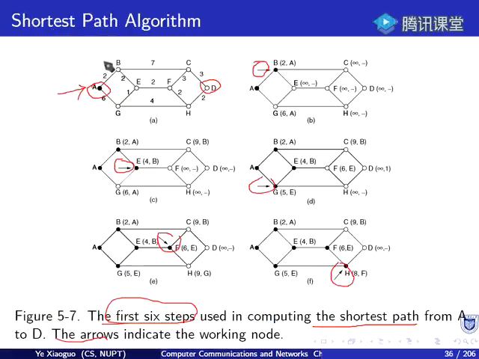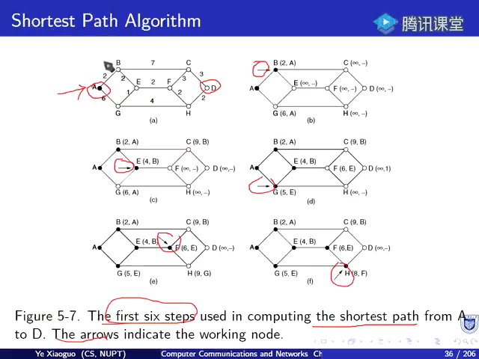As a direct consequence of the optimality principle, we can see that the set of optimal routes from all sources to a given destination form a tree rooted at the destination. Such a tree is called a sink tree. Why a sink tree? Because this kind of tree is rooted at the destination. Sink means the destination.